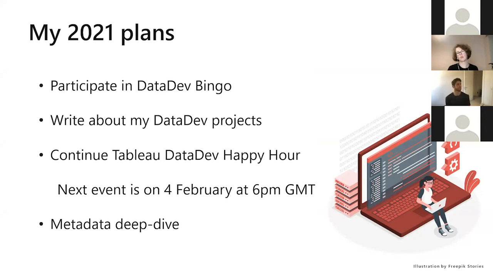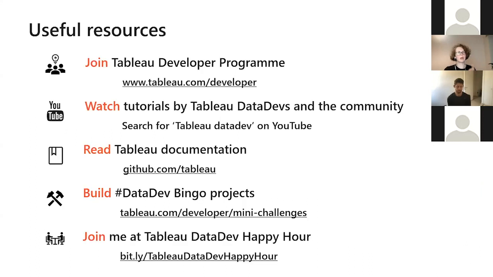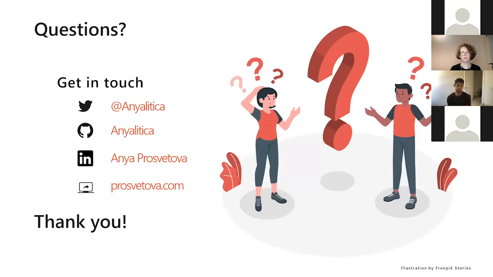I want to continue writing more about the projects I'm building, sharing some tips in the happy hour as well. The next one is on the 4th of February. And then I also want to focus this year on the metadata API. I want to really deep dive and understand how to work with it better and build different projects related to that. I think we can share the links later in the chat, but these are some of the resources I was thinking I can share to start looking at these tools. Again, mentioning the developer programs, the documentation is out there, and the Bingo projects as well are quite useful. And that's it from me. Gigi, if you have any questions, I'll be happy to take them.